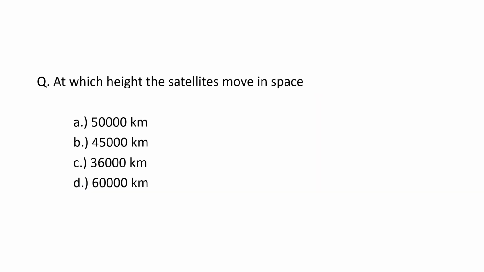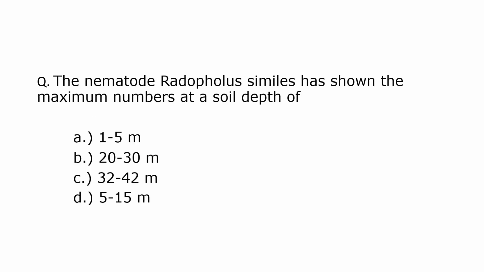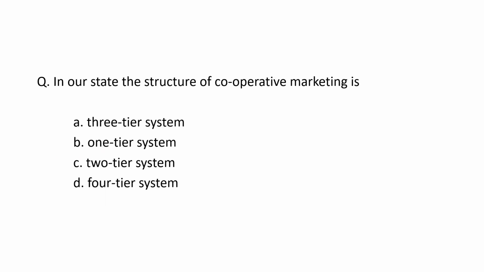At which height do the satellites move in space? The right option is C, at 36,000 km. The nematode Rhodophilus has shown the maximum numbers at a soil depth of, the right option is B, at 20 to 30 meter. Next, in our state, the structure of cooperative marketing is, the right option is 3-tier system.